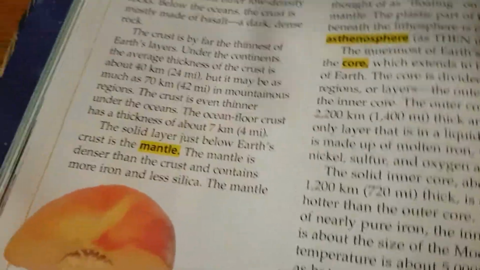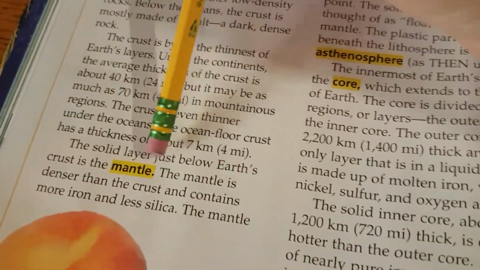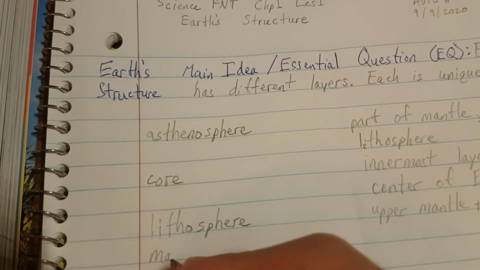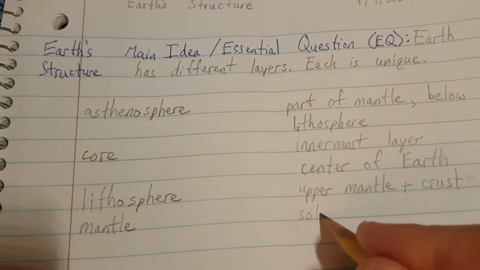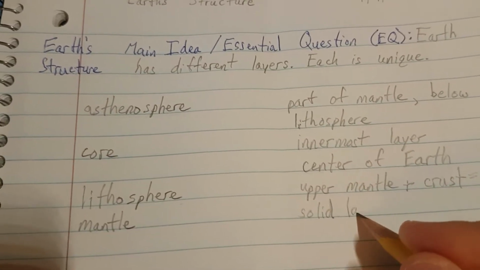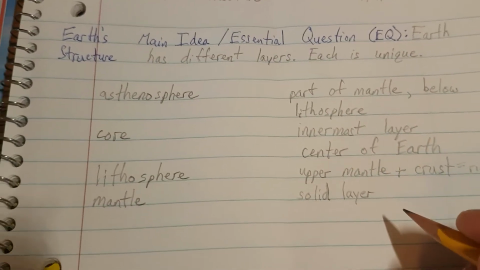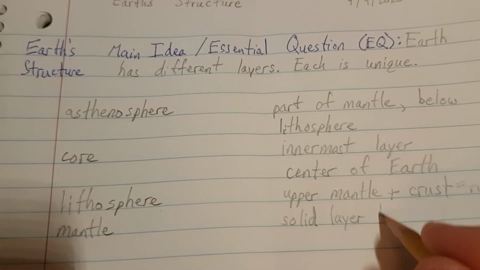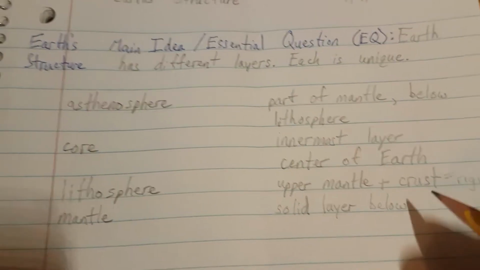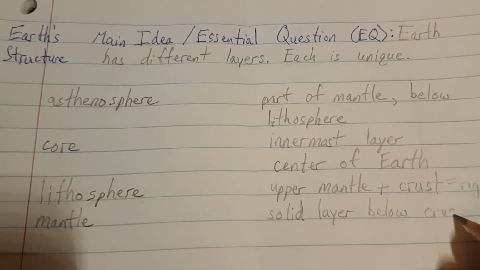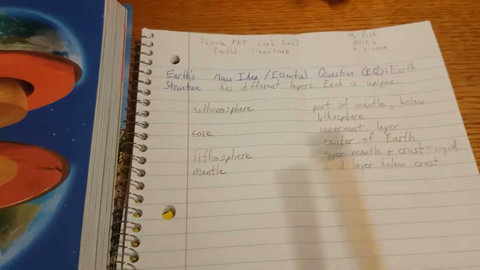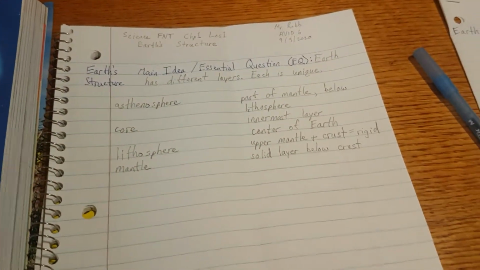Any other vocabulary words? Mantle. Yes, mantle. Going backwards, the solid layer just below Earth's crust is the mantle. Mantle, M-A-N-T-L-E. Solid layer, S-O-L-I-D. Layer, L-A-Y-E-R. Below, B-E-L-O-W. Crust, C-R-U-S-T.